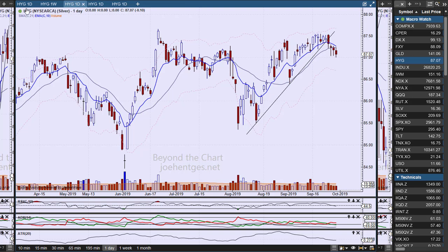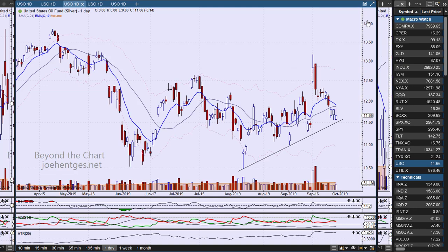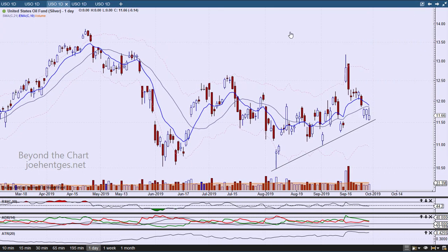Let's take a look at oil. Here's USO right here. Now, oil, look at this pop that happened. Here's Friday the 13th. The attack on Saudi Arabia happened, the explosion to the upside. Did this go anywhere? That was it. Monday was it. And then it sold back off. And then look what it's continued to do.